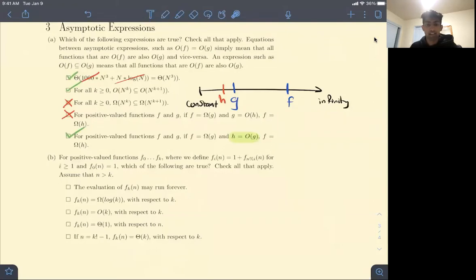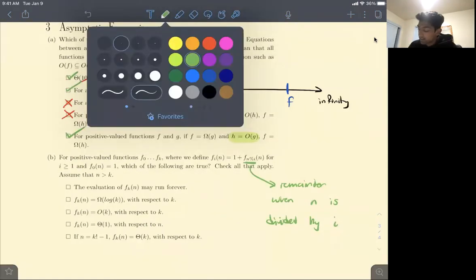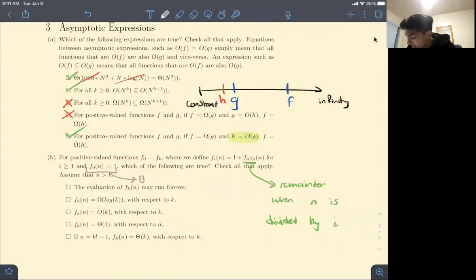So suppose we have positive valued functions f0 to fk, where we define f_i of n to be equal to 1 plus f of (n mod i), where n mod i is the remainder when n is divided by i, and we're going to pass in that same value of n. This is for all i greater than or equal to 1. And our base case here is when f_0 of n is just equal to 1.